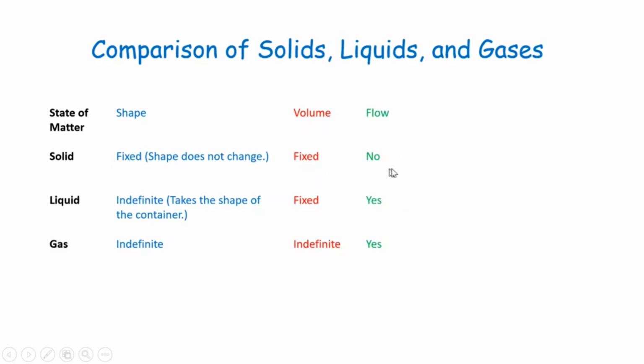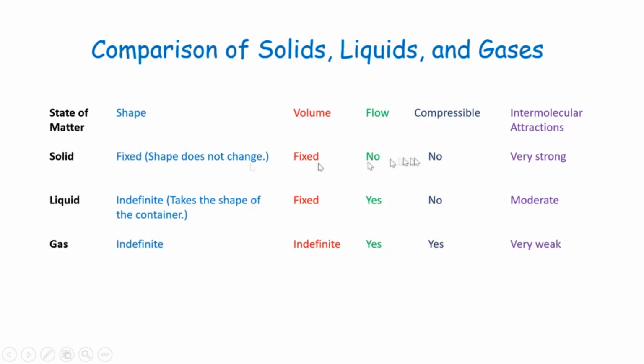Flow-wise, solid, as you know, does not flow. Both liquid and gas do. In terms of compressibility, we know gas is the only one that is compressible. Intermolecular attractions, that's something you will learn later on again. That's the attractions between covalent compounds or molecules. For solid, that attraction or interaction is very strong. For gas, it's very weak, and liquid is somewhere in the middle.